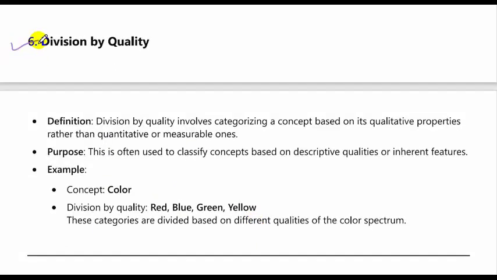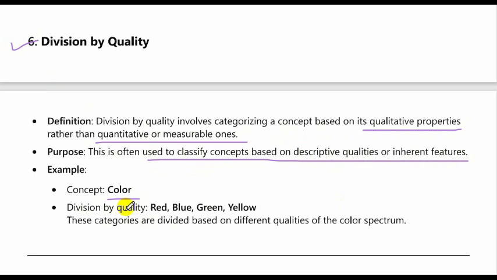Division by quality. Division by quality involves categorizing a concept based on its qualitative properties rather than the quantitative or measurable ones. This is used to classify concepts based on descriptive qualities or inherent features. For example, color. This is the quality. Division by quality is red, blue, green, yellow. These categories are divided based on different qualities of the color spectrum.